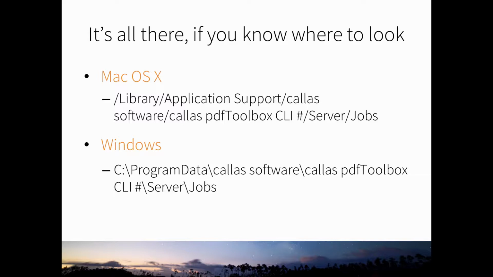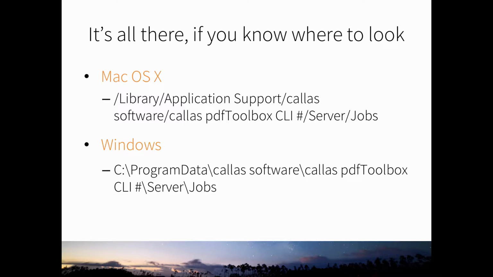Now, where can we find the data for these jobs? Where can we find these configuration files? Well, I put the paths for Mac and Windows on the screen here. On Mac, it's in the library, so the general library, not the one for the user. Underneath Application Support, then Callas Software, then Callas pdfToolbox CLI, followed by the version number, then Server, and then Jobs.